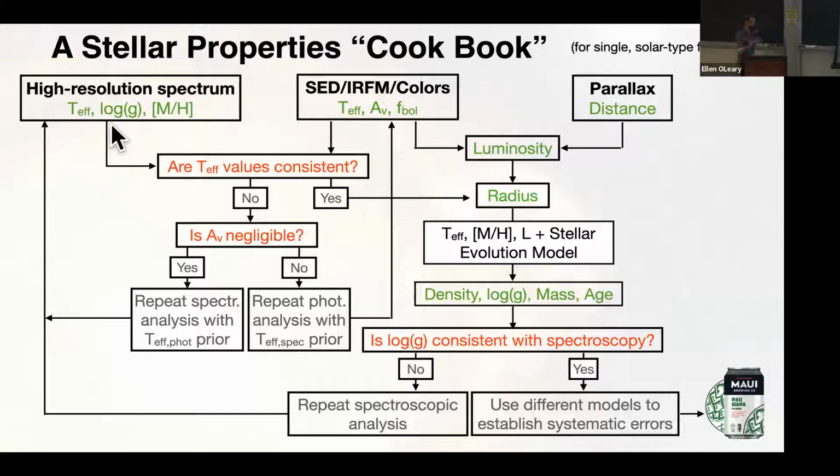Right? If your high resolution spectrum has a giant-like surface gravity, you might want to reevaluate it if your evolutionary model in Gaia tells you that the star is actually a dwarf. But assuming that you're good, you can then do the last step, which is what I mentioned before, which is to use different evolutionary models to get a handle on systematic errors. And once you've done that, you're basically done and you're good to go with your stellar parameters.